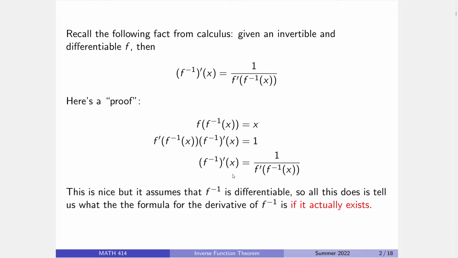Well, note something. This assumes that the inverse has to be differentiable. So note, if I know that the inverse function is differentiable, this gives me the formula. But note, this argument is only good if you know this is actually differentiable to begin with. And so that's the actual question. If I have an invertible function and I know it's differentiable, must the inverse actually be differentiable? If it is, then I've got a formula for it, and great.